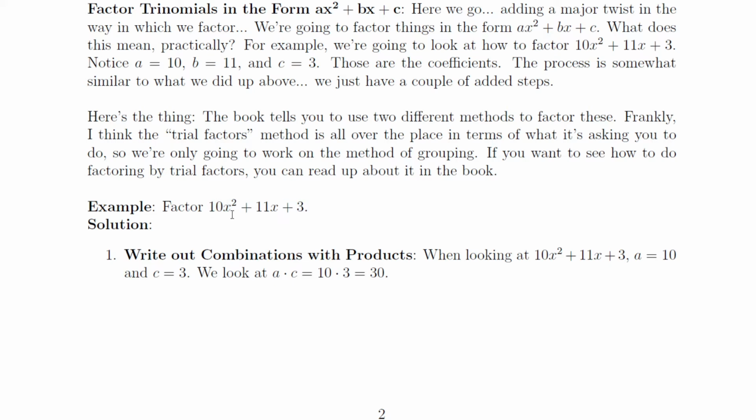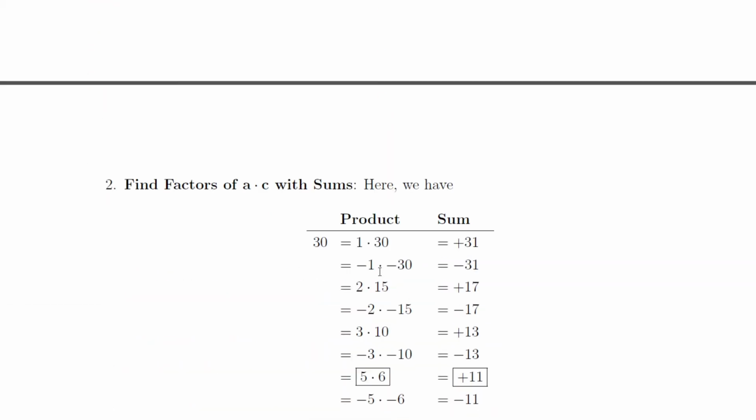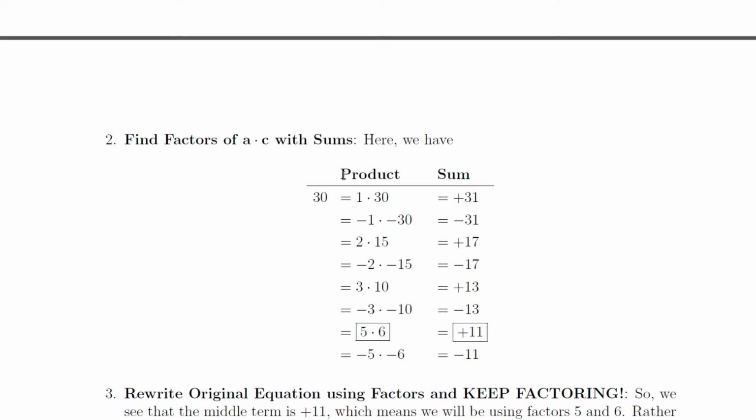So A, in this case, A times C. So A is equal to 10, B is equal to 11, C is equal to 3. So when we do A times C, we find that this is equal to positive 30. Okay? And similarly to what we did above, we take the product of those numbers, which is 30, and then we try to find all of the factors of that number.